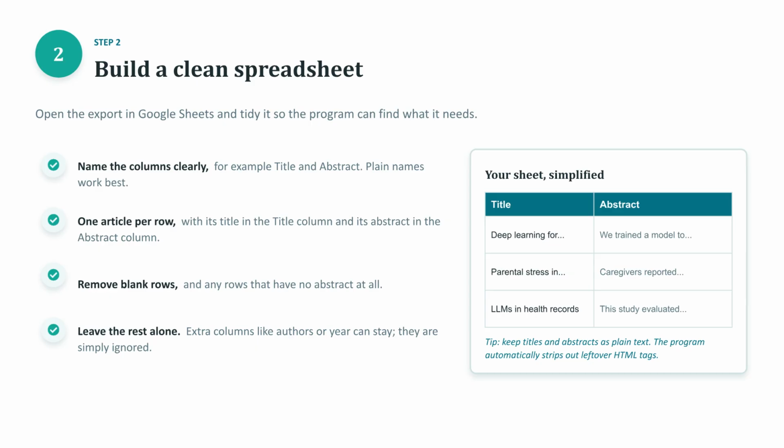Step 2. Open that export in Google Sheets and tidy it up a little. Name your columns clearly, something plain like title and abstract. Make sure there is one article per row, with its title in the title column and its abstract in the abstract column. Delete any blank rows or rows with no abstract, and leave everything else alone. Extra columns like authors or year can stay, they simply get skipped. One small tip, keep the text plain. If some abstracts have leftover web formatting in them, do not worry, the program cleans that out automatically.